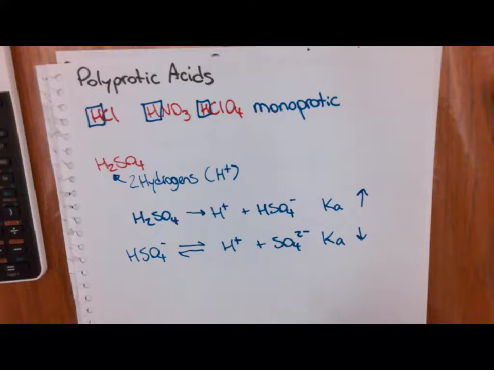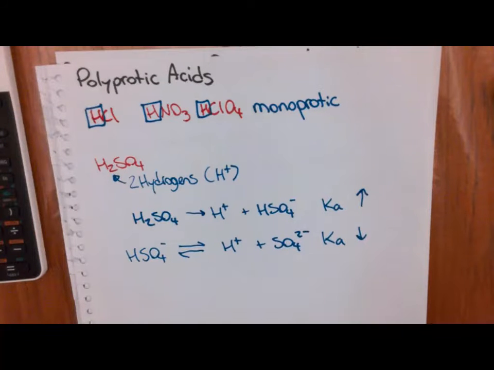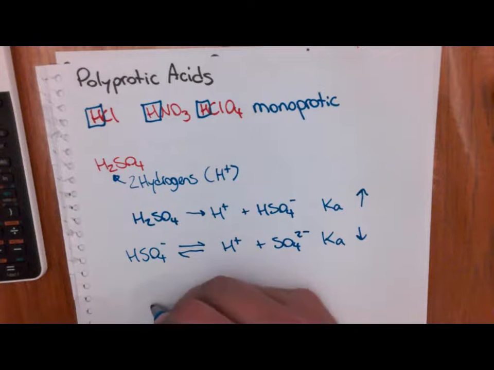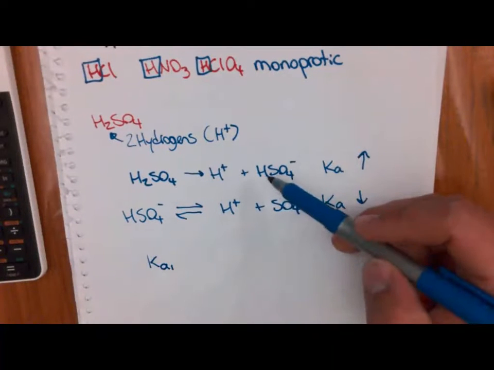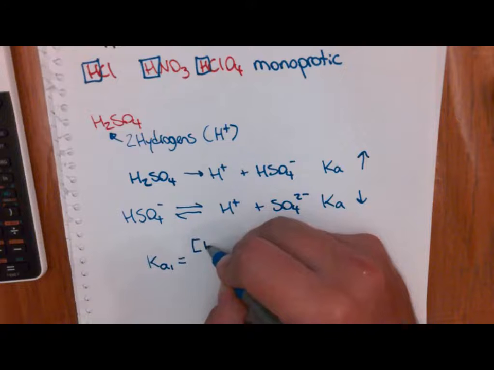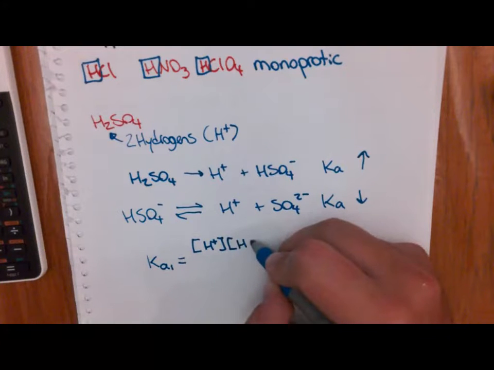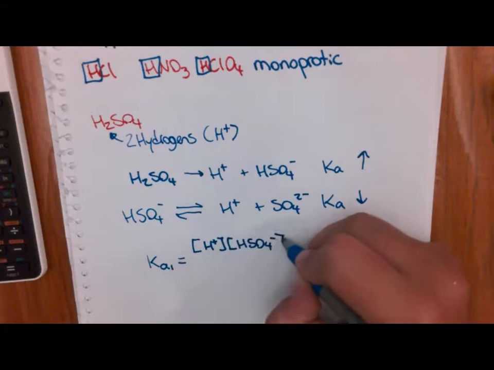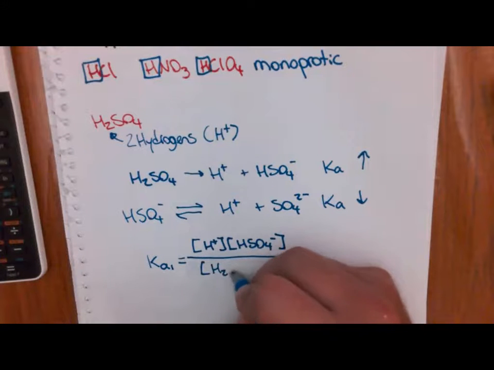It's interesting because we can exhibit these two Ka values using different ionization reactions. Our first one, we always indicate as Ka1. That would be for this first reaction here. It is going to equal, just like we have before, the concentration of H plus times the concentration of HSO4 minus, all divided by the concentration of H2SO4.